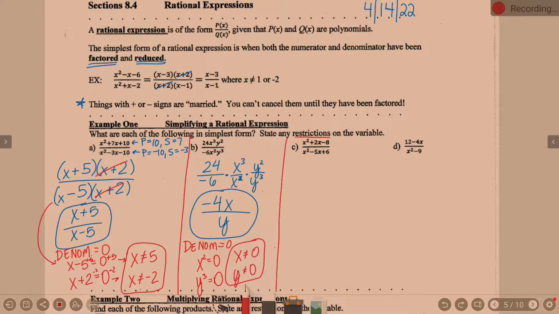I don't feel like you see as many of these, but you do see them sometimes. And this is just all about reducing fractions.